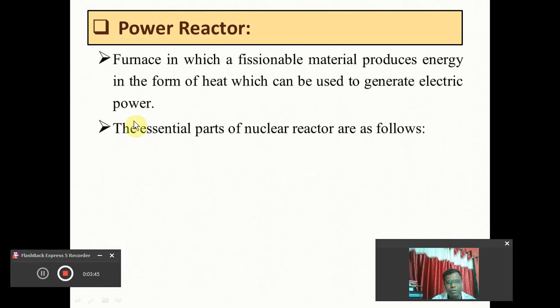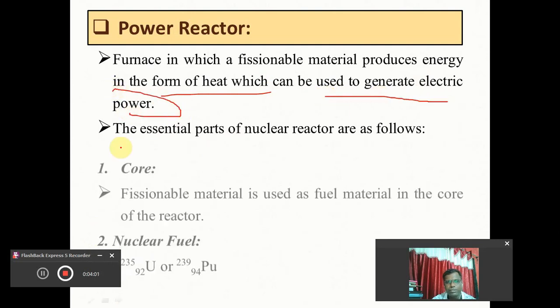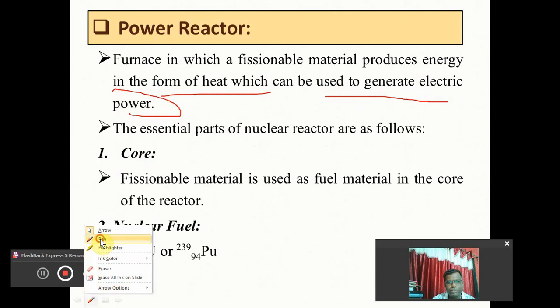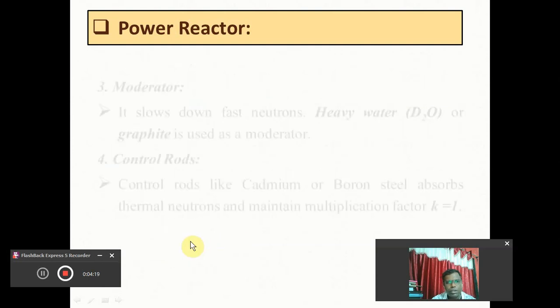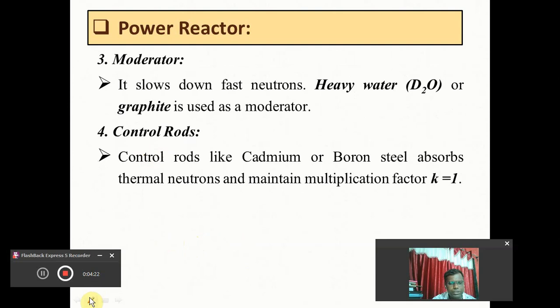A power reactor is a device, or furnace, in which fissionable material produces energy in the form of heat, and it is used to generate electrical energy. Among the essential components, the first is the core, the central part in which the nuclear fuel is placed. The nuclear fuels used in the power reactor are particularly uranium-235 and plutonium-239.